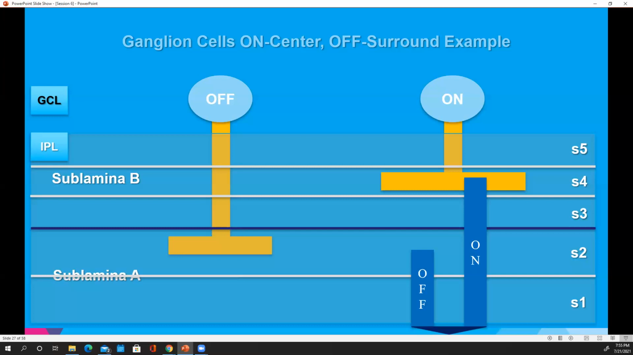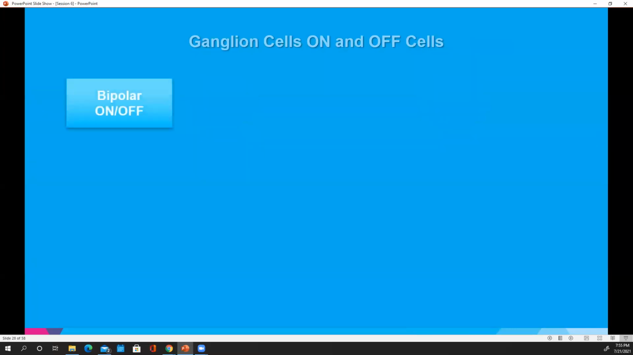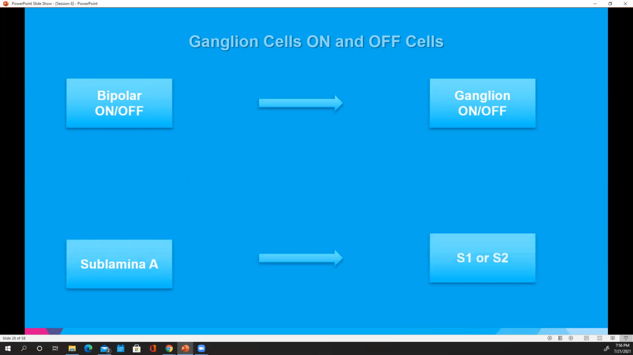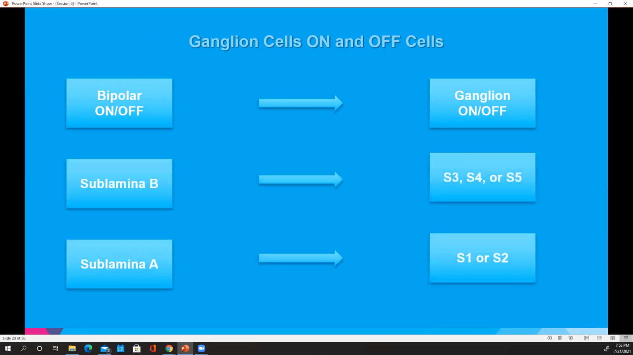Okay, so I'm going to show again, this you can be connected anywhere here. Just to correlate again, bipolar on/off translates to ganglion on/off. Sublamina A is S1 or 2. Sublamina B is S3, 4, or 5. That's it, right? I'm just showing you that's kind of how it looks.